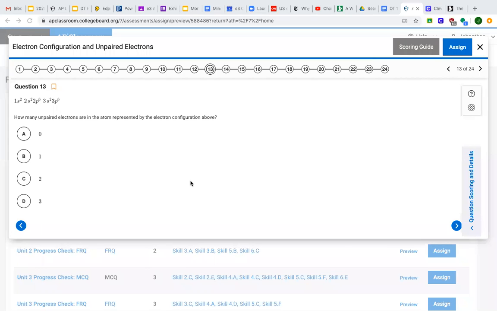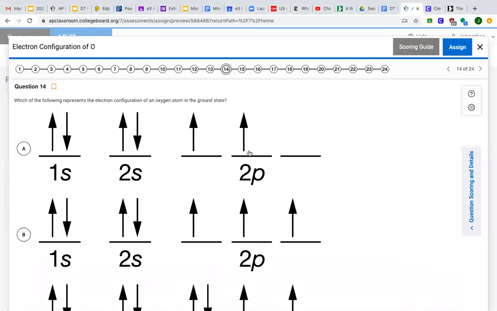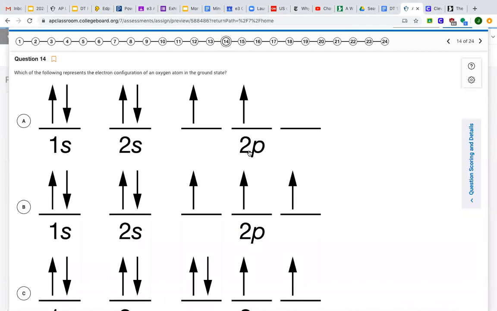Okay, so number 13 here. How many unpaired electrons are in the atom represented by the electron configuration above? Okay, what do we think, guys? 0. A. Yeah, no unpaired electrons, right? That's just a full valence shell there. Okay, end of story.